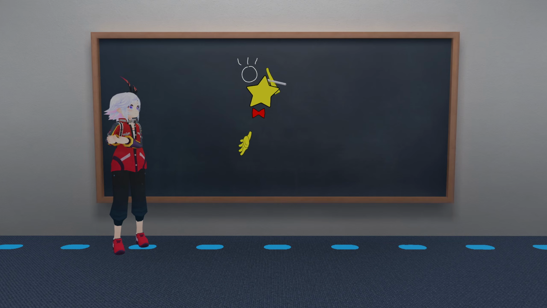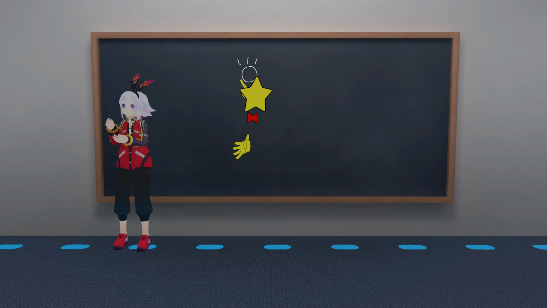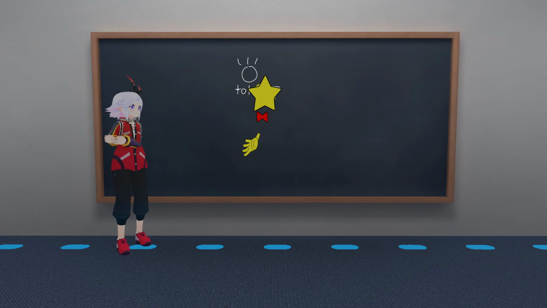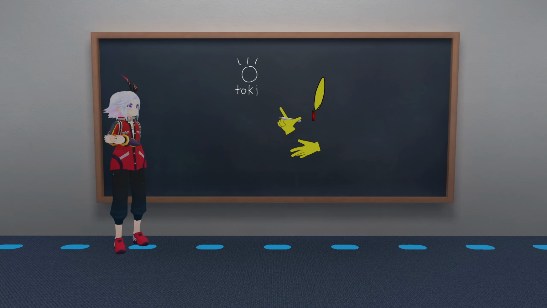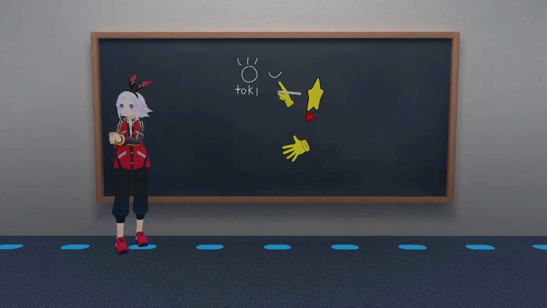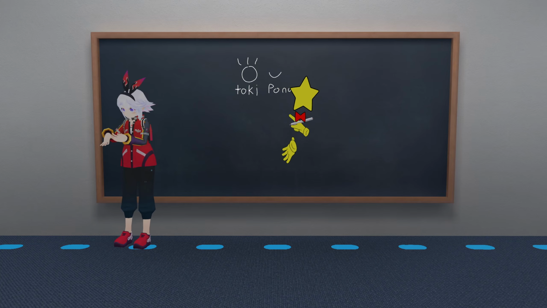We have the symbol Toki, drawn with a circle and 3 lines overhead. And you've probably seen that before because it is part of the logo of the language. And that's T-O-K-I. And then you have Pona, which looks a bit like a smile. P-O-N-A.